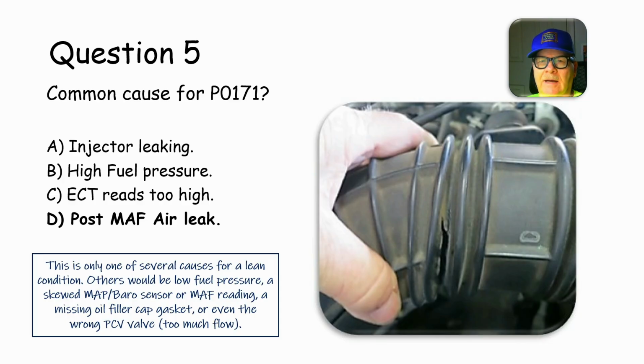Missing oil filler cap gasket lets unmetered air in that way, or if the oil filler cap is off or loose. You can demonstrate this by hooking your scan tool up, watching the fuel trims with the engine running. Take the oil filler cap off and watch what the fuel trims do. If you've got a wrong PCV valve, I've seen that somebody put the wrong PCV valve on there that had too much flow, and it caused the fuel trims to be all screwed up. That's something you would never think about.